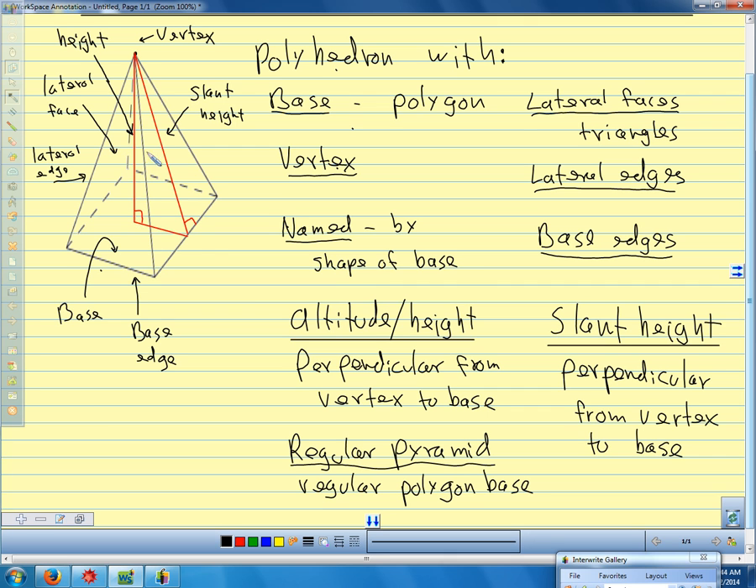The height, the slant height, and the base are going to be our keys for our formulas. Those are the really important things. And sometimes we have to use various other parts to find those things that we need for our formulas. So, questions about the pieces of our pyramid and how we're going to talk about them?